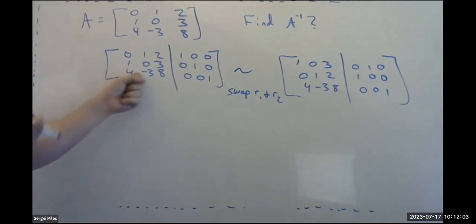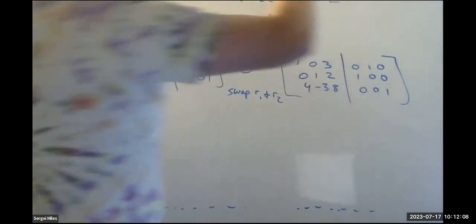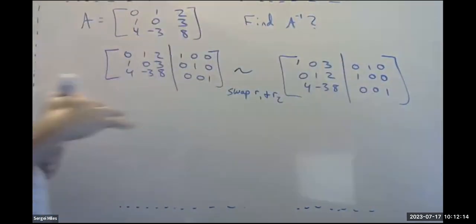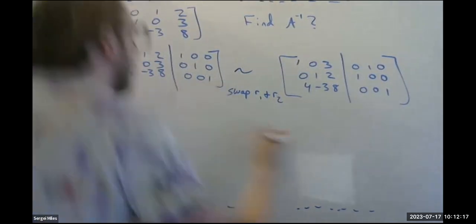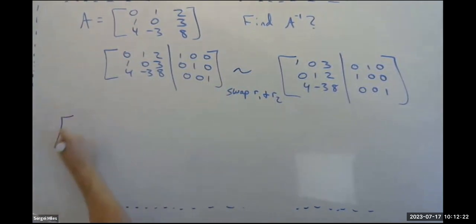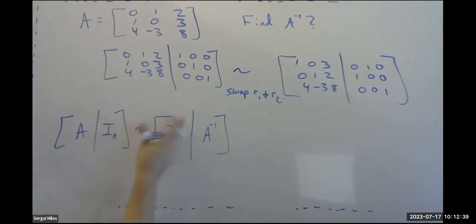In fact, as I change the left into the identity, because it's doing the same operations, the identity on the right side is going to turn into A inverse. Just for the sake of time, I'm not going to show all the steps, but you can continue for practice. If you take A, put the identity on the other side, and row reduce so that you have the identity on the left, then your inverse will be on the right side, because this is keeping track of the reverse operations.